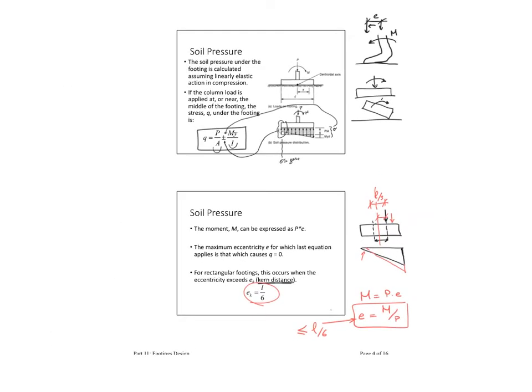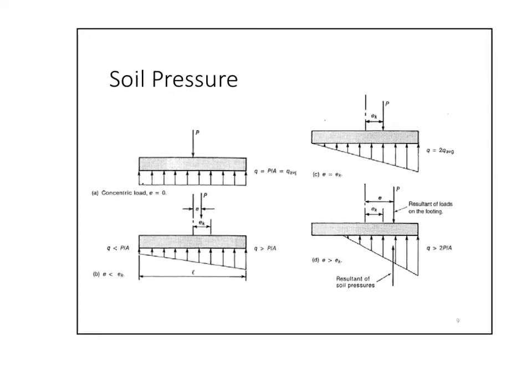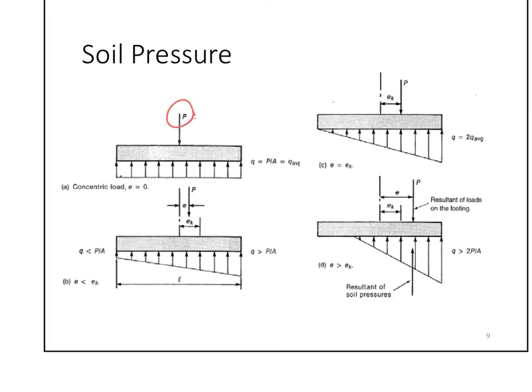Let's look at the stages of this. Here are the stages. I have the P exactly in the middle, uniform distribution, where it is 0 moment, so I have q equals P over A. Now I start moving a little bit to the side, but I'm still within the kern distance. I'm still in the middle third. I have higher stress on one side than the other side. How much is this? It will be P over A plus My over I. And this one will be P over A minus My over I.